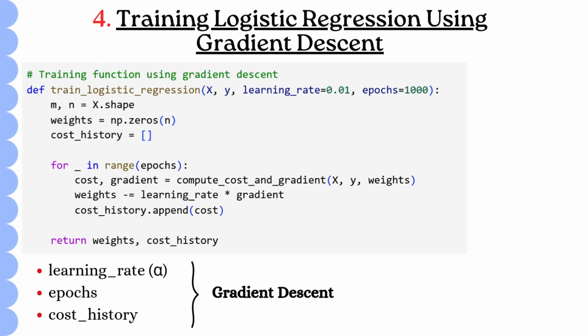4. Training logistic regression using gradient descent. Initialization: the model starts with all weights set to 0. Gradient descent: iteratively updates weights using learning rate alpha, which controls the step size for weight updates. Epochs: determines how many times the algorithm updates the weights. Cost history: stores cost values for visualization.